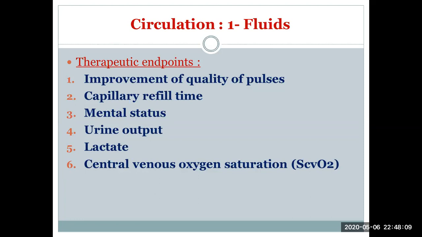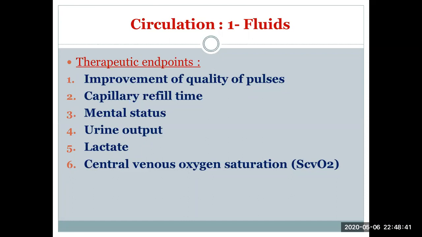So improvement in quality of pulses, capillary filling time, mental status, and we discussed that if the patient is intubated or sedated, that will be minus. Urine output, the target is 1 ml per kg per hour. The lactate trend should be normalizing or declining. Otherwise, if it's climbing up, your cycle of septic shock is not reversed, your treatment is not effective yet, the patient is not responding yet. So troubleshoot what is going on.